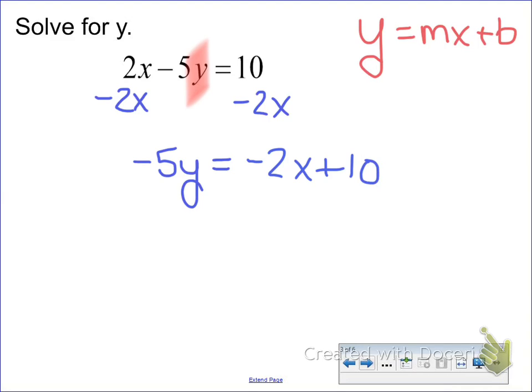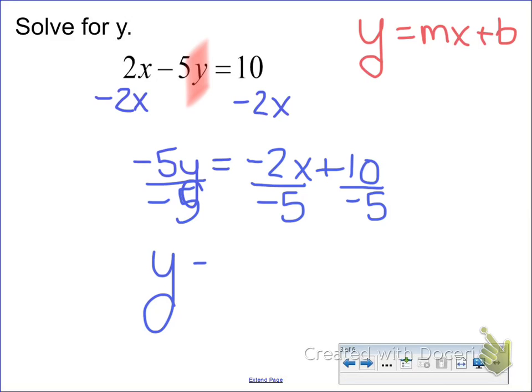Now the reason why these two terms cannot be put together is because they're not like terms. Constants and variable terms cannot be put together. So the next thing that we're going to do is get rid of the negative 5 in front of y by dividing. Since it's multiplied with it originally, to get rid of it, we divide.